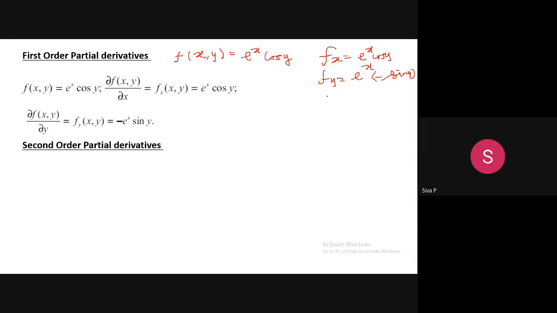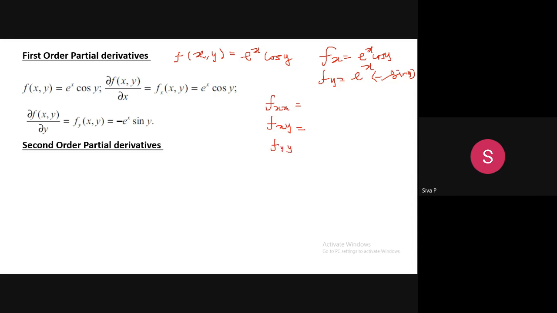Next one is second order partial derivatives. What are the second order partial derivatives? fxx, fxy, fyy.